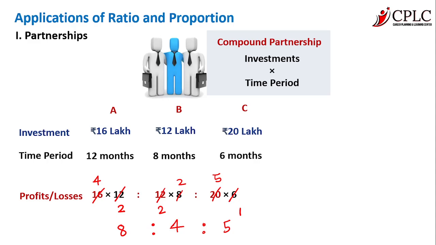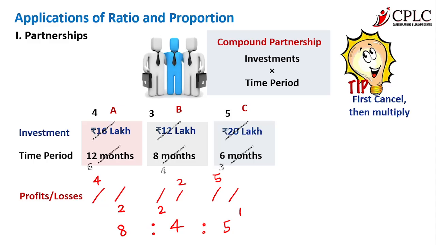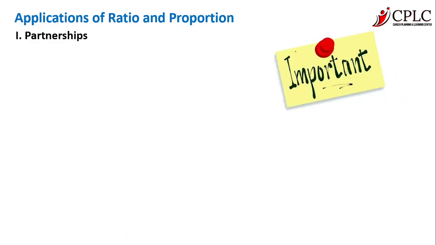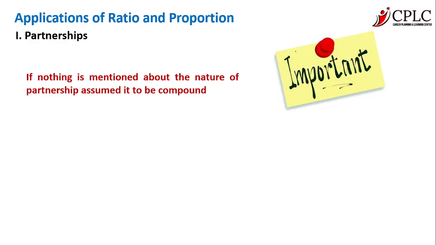So this is the very simplest of the ideas. Now let's have a look at a couple more pointers also, which will help you to avoid a few of the mistakes that normally happen. So a couple of notes basically. Note number one, if nothing is mentioned about the nature of the partnership, then obviously we are supposed to assume it to be compound partnership because, as I said, this is the real life scenario. So if nothing is given, obviously you by default go ahead with compound partnership as the situation.